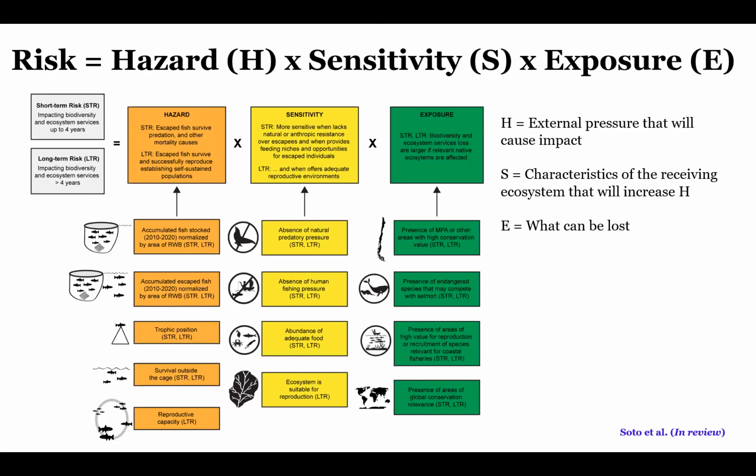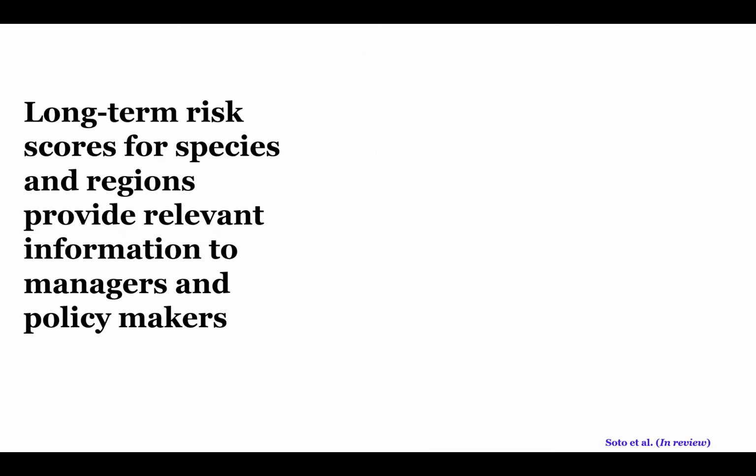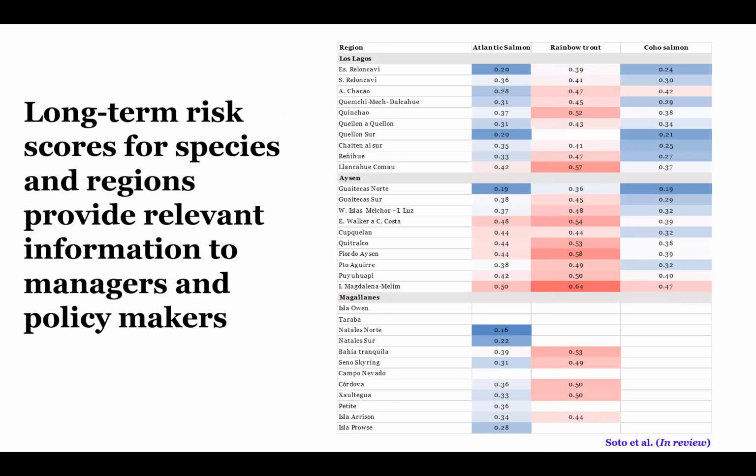We have, for example, endangered species in the green area. We have areas of reproduction for native coastal fishes, and we create these metrics of exposure, sensitivity, and hazard, different scores, and then we create a matrix of risk. As a final product, you can see areas of long-term sensitivity in the case of Atlantic salmon, a species that has not yet successfully reproduced. And we can have these areas of high or low risk. We can create this map, but most importantly, for long-term risk, we can create these scores of risk for each region.